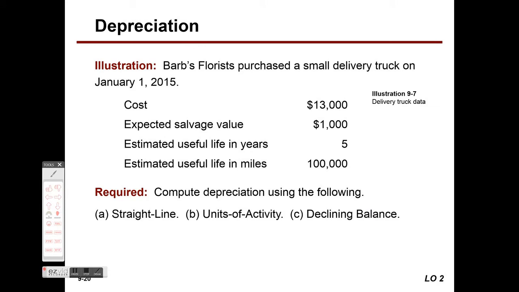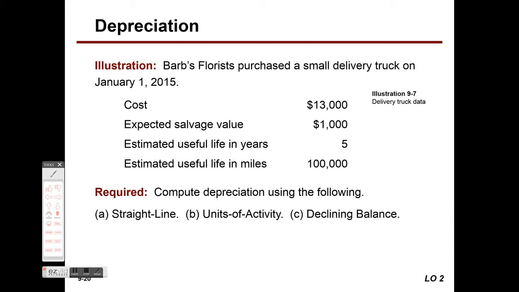All right, so we're going to use this example. Bob's Florist purchased a small delivery truck on January 1st, 2015. And we're going to use the cost of $13,000 salvage value. So the company expects that at the end of its useful life, it's going to be worth $1,000. They'll be able to sell the used truck for $1,000. They expect it to last 5 years, and they expect it to last 100,000 miles.